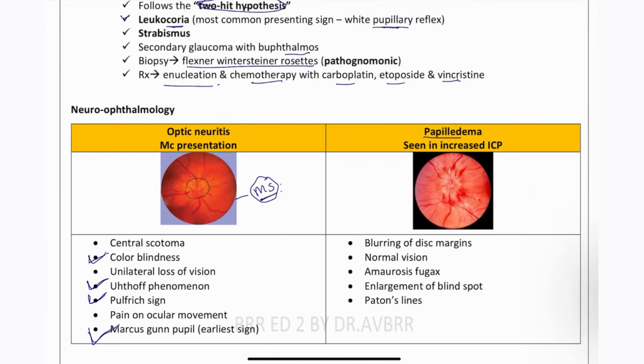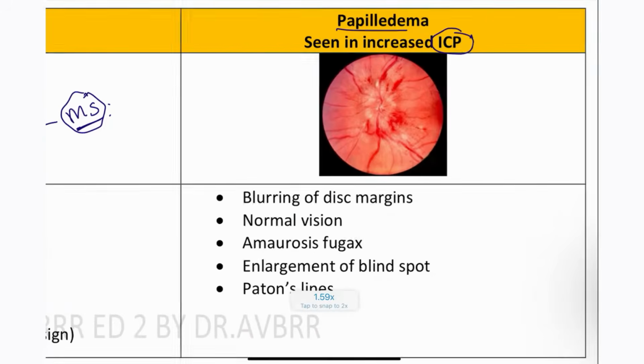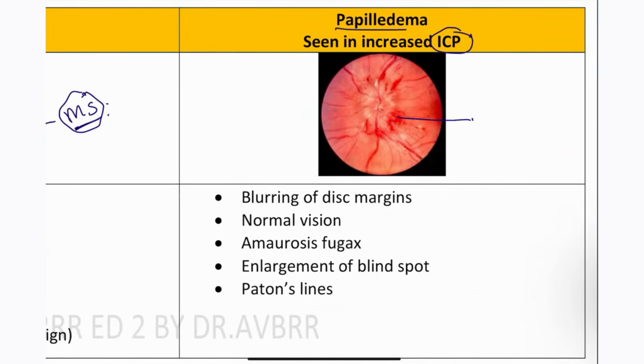Next, papilledema. This is associated with increased intracranial pressure. Okay, so this is how the edema will be seen, with enlargement of the blind spot, and the patient will also have blurred disc margins, but vision is normal.